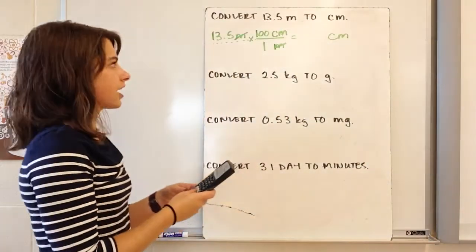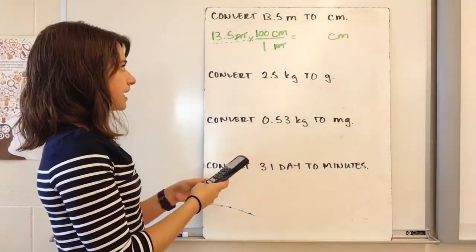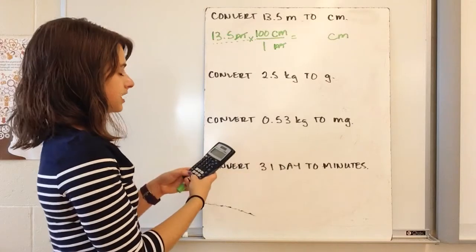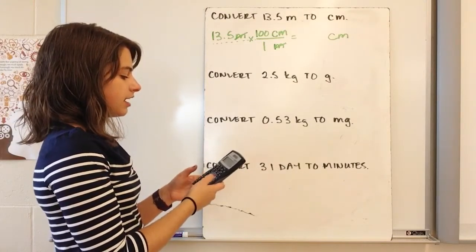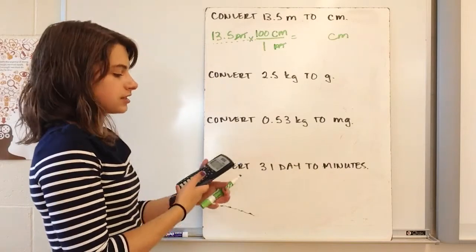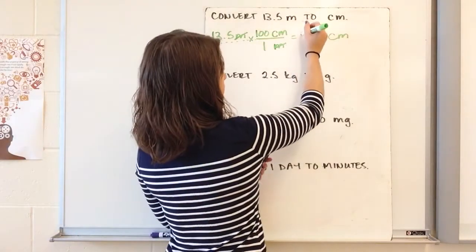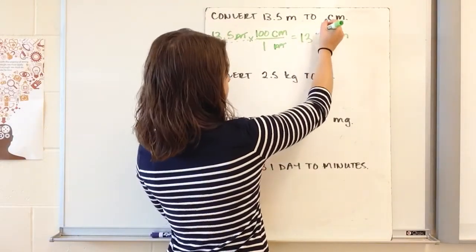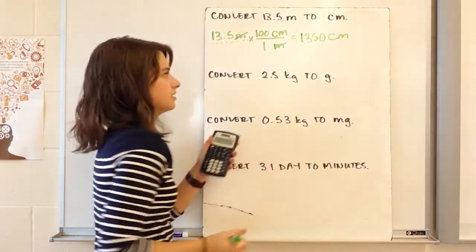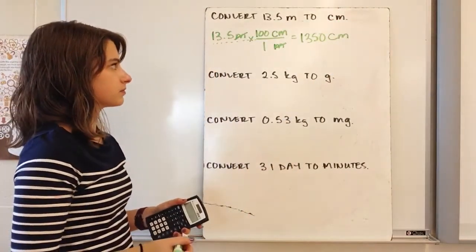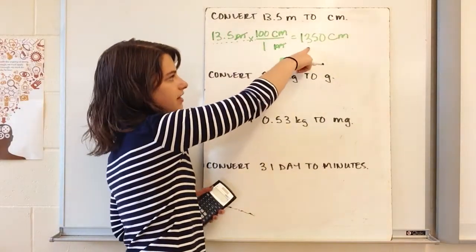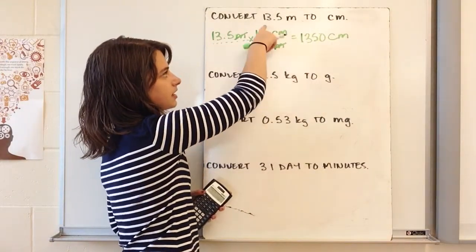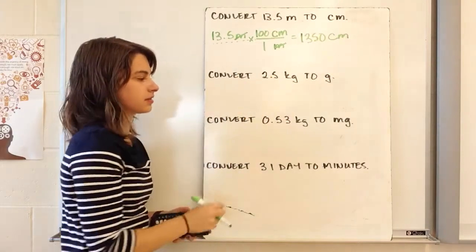We could do this in our head, but I'm going to make sure it's right in my calculator. So in my calculator, I'm going to type 13.5 times 100, and then I'm going to divide that by 1, which is the same thing. And so we get 1,350 centimeters as our final answer. So 13.5 meters is the same thing as 1,350 centimeters because there are 100 centimeters in 1 meter.